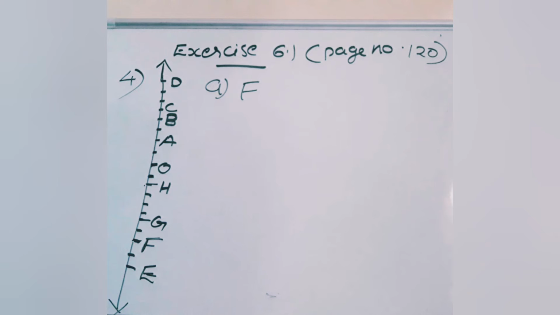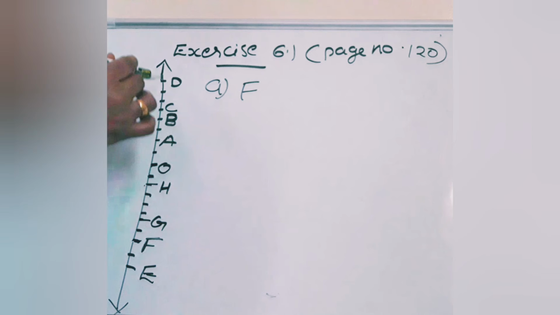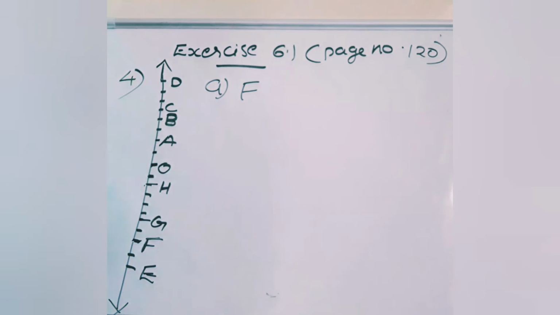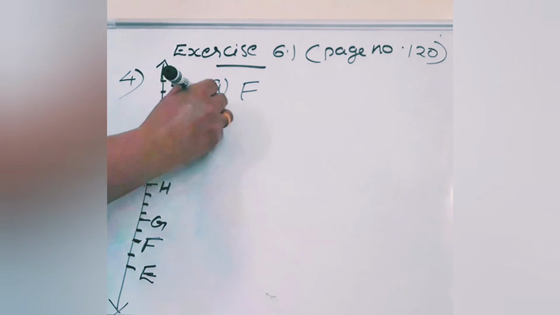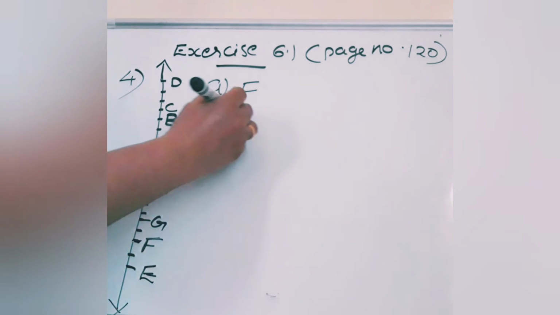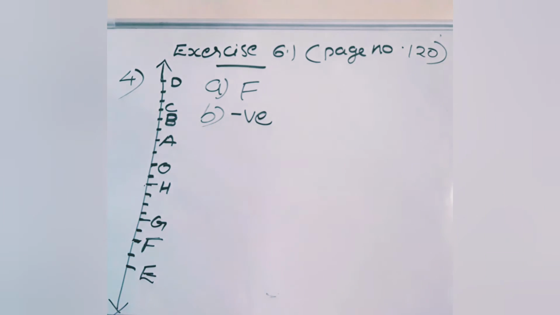Is point G a negative integer? Yes, G is negative, because this side is negative. The question is whether it is a negative integer or a positive integer. I told you already, after 0 the top part is positive and the down part is negative. So G will definitely be a negative integer. So the answer is negative integer.